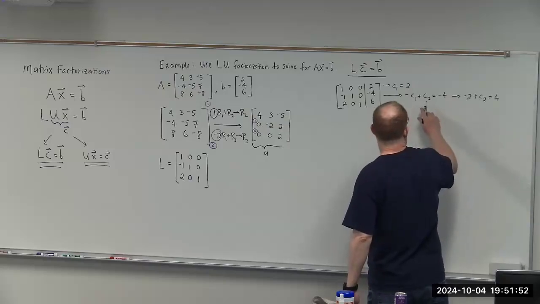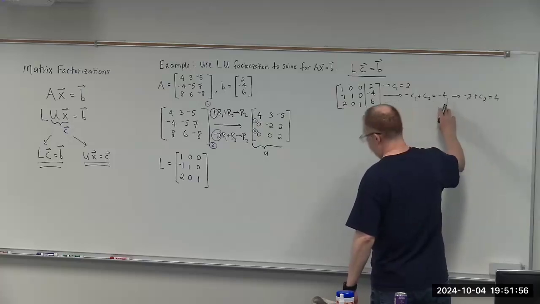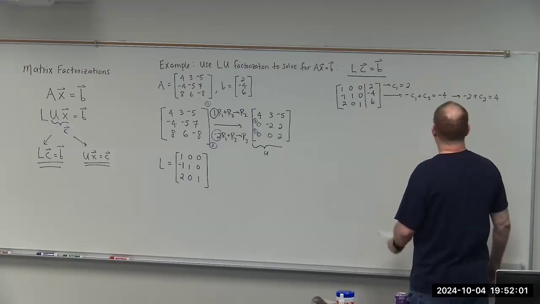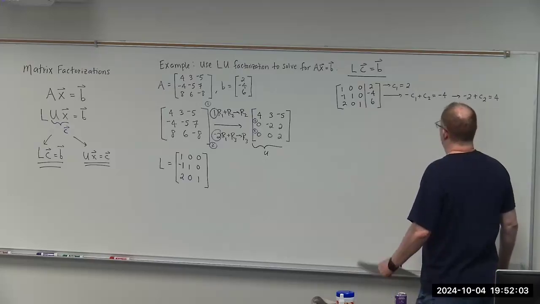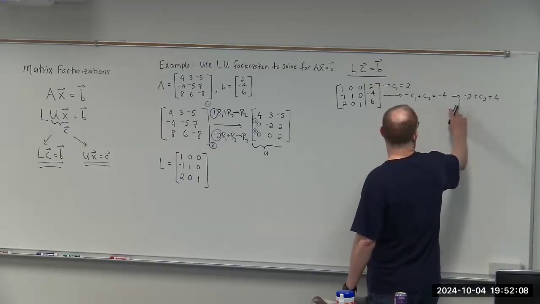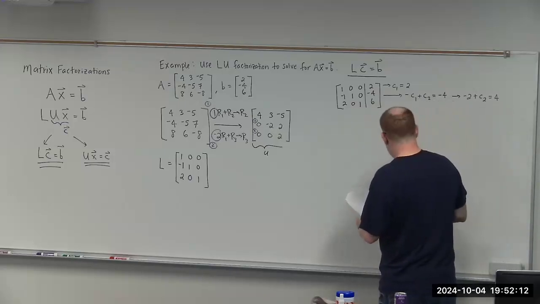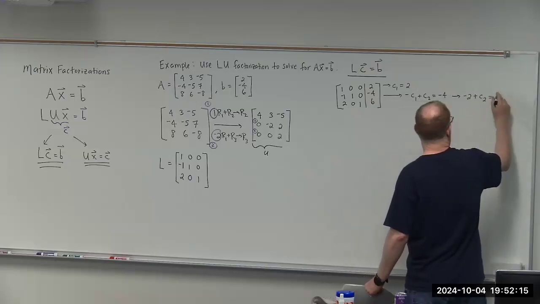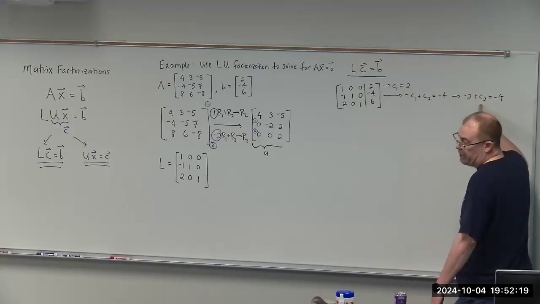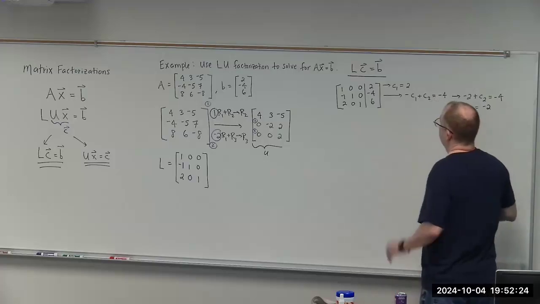This is going to be what? Well, C1 is 2, so we're going to get negative 2. So C2 has to be, hold on here. Oh, this is negative 4, sorry. So this is negative 4. Therefore, C2 has to be negative 2. Okay, perfect, that's good.